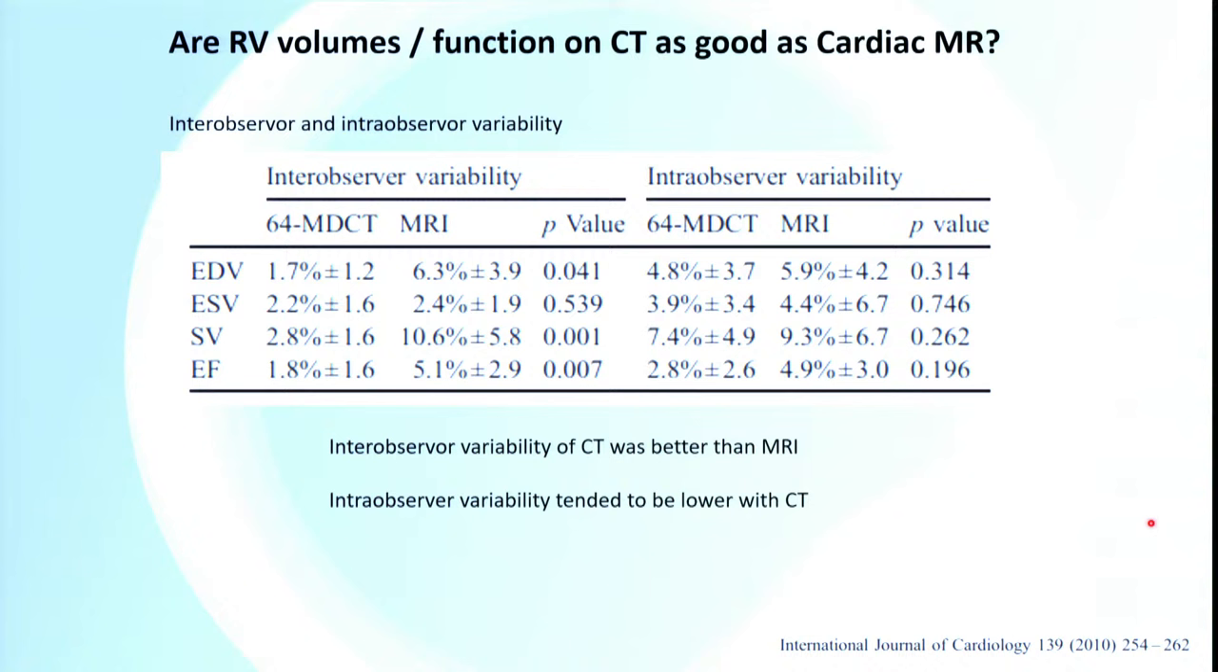And these are the values for the inter-observer and intra-observer variability, p-value not being significant for most of them. So the inter-observer variability of CT, at least according to this study, they actually said it was better than MRI, and the intra-observer variability tended to be slightly lower with CT, but both were in an acceptable range.